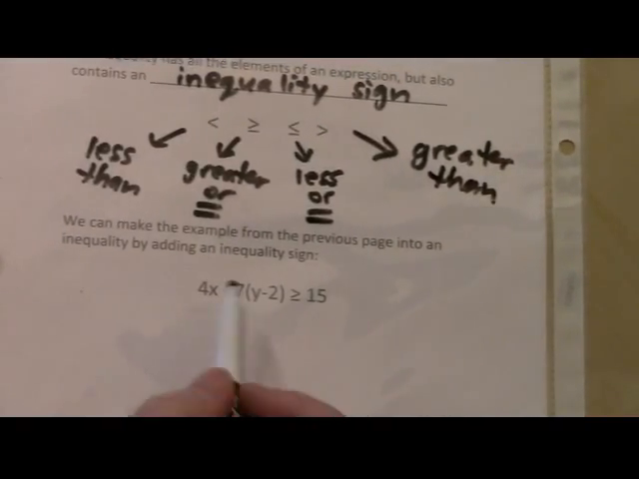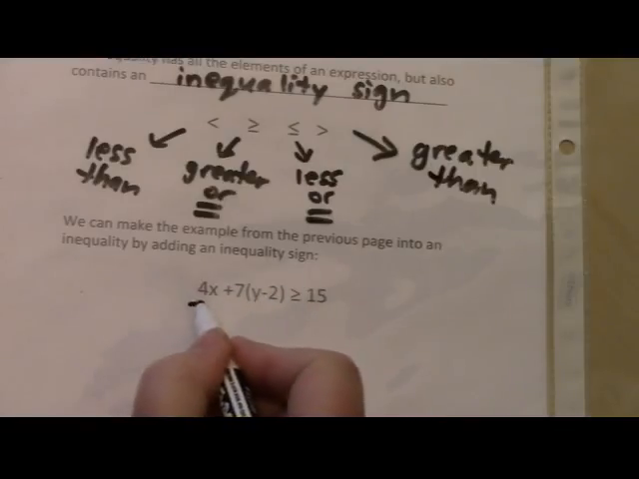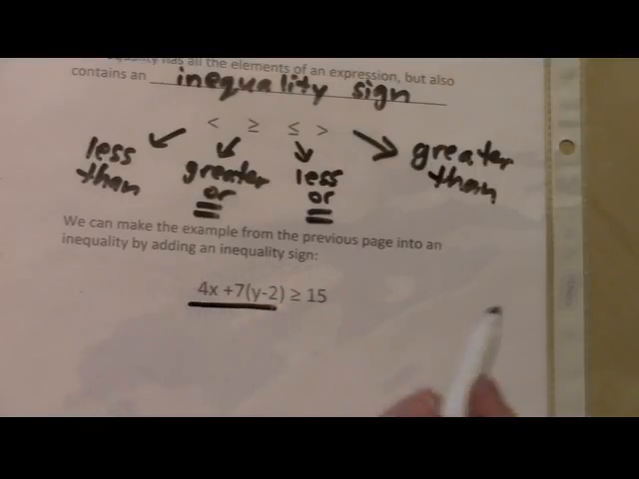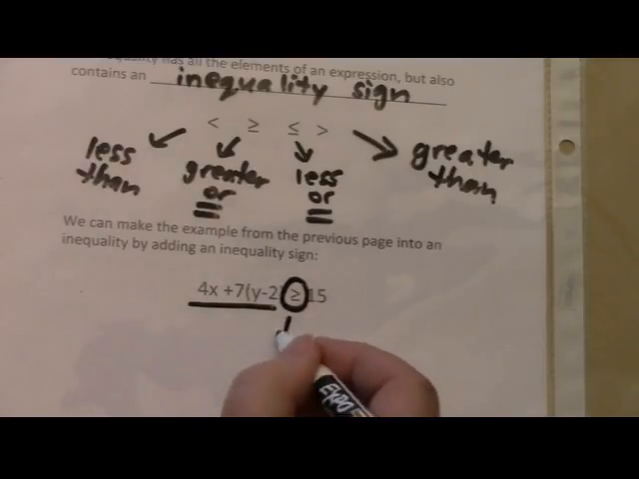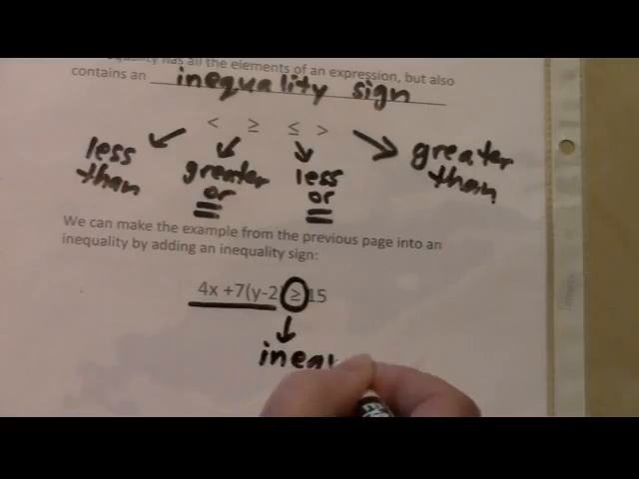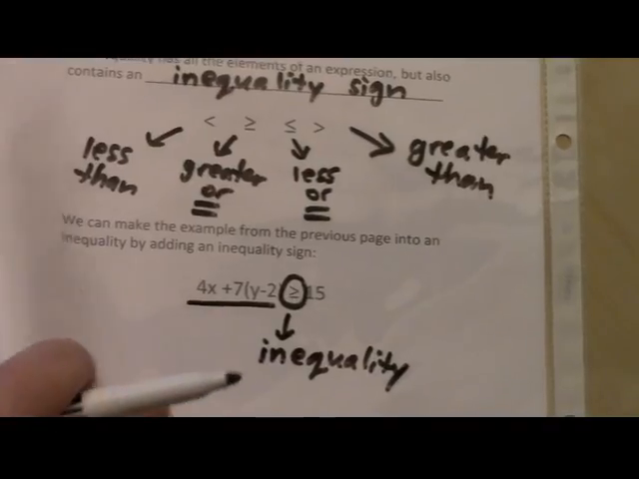So again, looking at our same example of 4x plus 7 times (y minus 2), here's our expression, but instead of an equal sign, we have an inequality, and the answer being 15. So moving on to page 3.